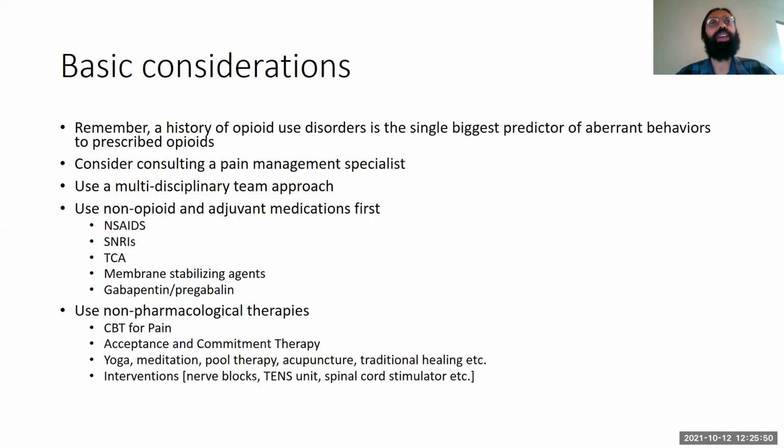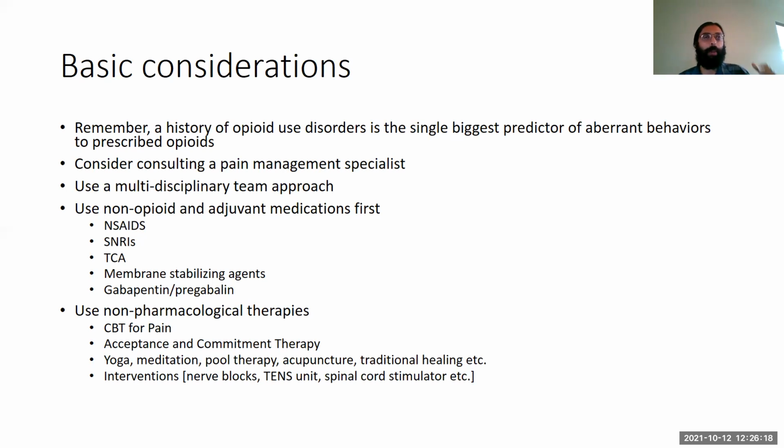Basic considerations. So unlike with acute pain, where I say trust the patient, don't be afraid to treat that acute pain if needed, the basic considerations I think are very different when we're talking about non-cancerous or non-terminal chronic pain, right? Because remember that a prior history of opioid use disorder is the single biggest predictor of someone misusing their prescribed opioids or aberrant behaviors to prescribed opioids, right?